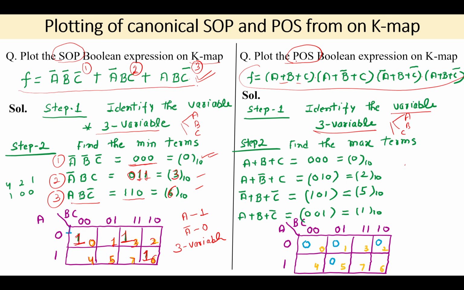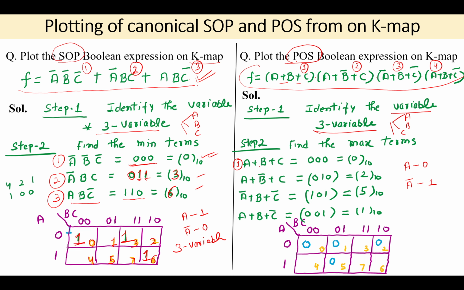And this time, please remember this point. If the variable is A, then in the POS expression, variable A is represented by 0 and A bar is represented by 1. Okay, so again we have to identify the number of terms in the given function. So this is the first term, this is the second term, this is the third term, and this is the fourth term.